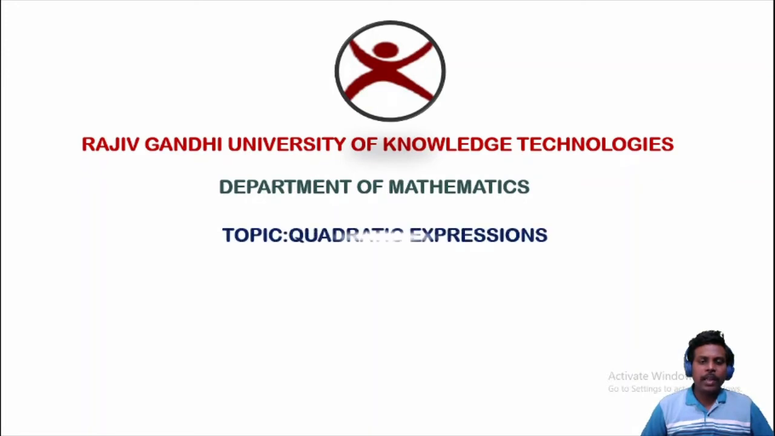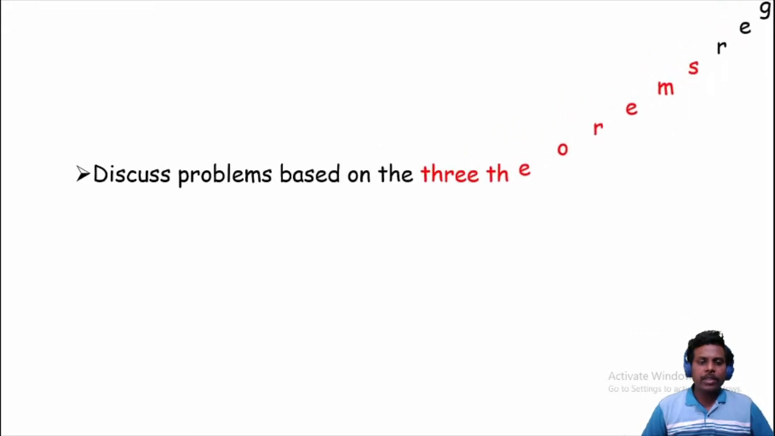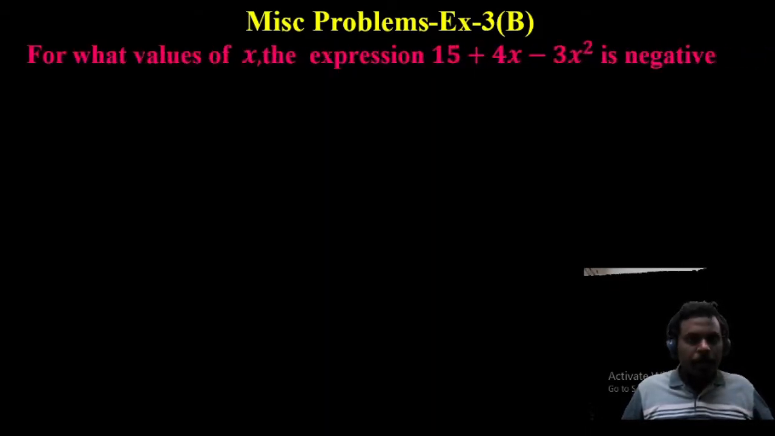Welcome to the fifth lecture in quadratic expressions. Hope you have reviewed all the previous four lectures in order to follow this lecture. In this lecture, we are going to discuss some problems based on three theorems regarding the sign of change of quadratic expressions. Okay, let us discuss some problems related to the above theorems.